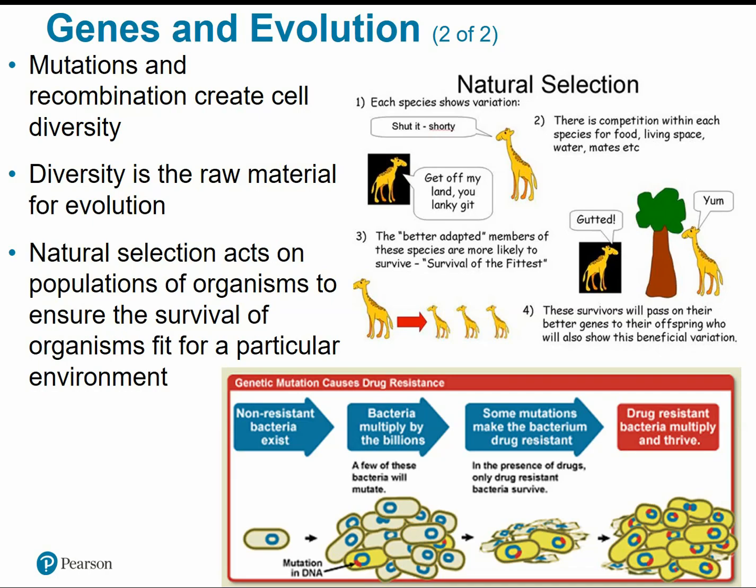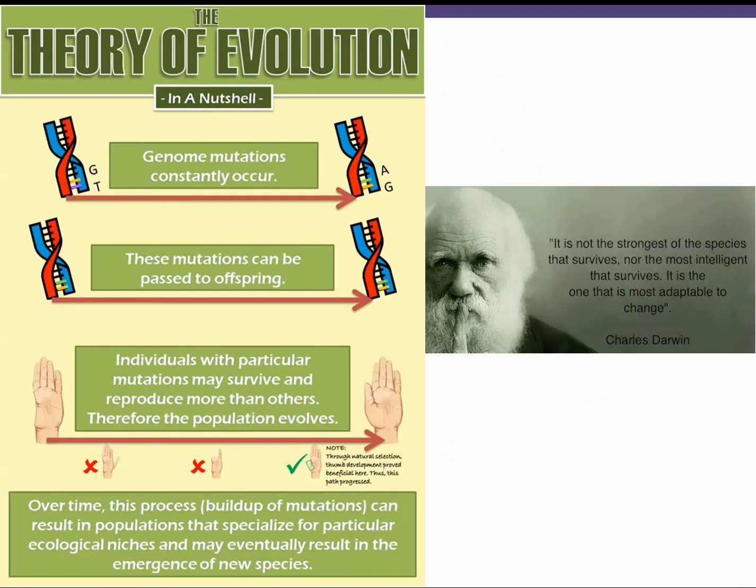The way antibiotic resistance happens is you start with a non-resistant bacteria. Bacteria are going to multiply by the billions. Bacteria grow exponentially. Occasionally, mutations will occur. And then occasionally, some of those mutations will make that bacteria resistant to antibiotics. So in the presence of that particular drug, only the ones with that resistance mutation survive. So they're left to repopulate the colony. So now all of the bacteria in this infection are resistant to our drug treatments. So that's the theory of evolution in a nutshell.